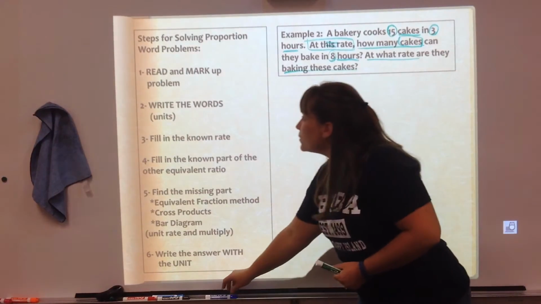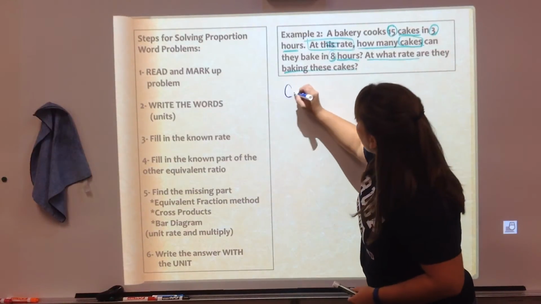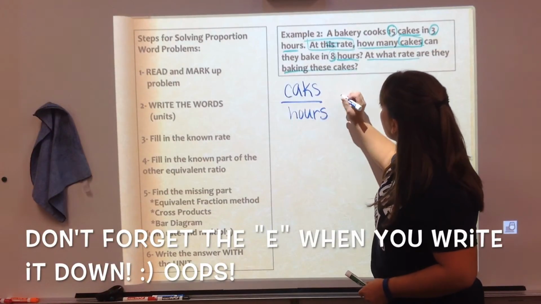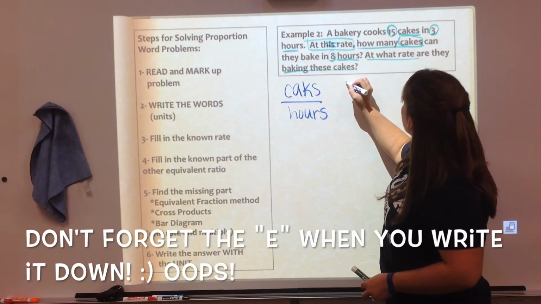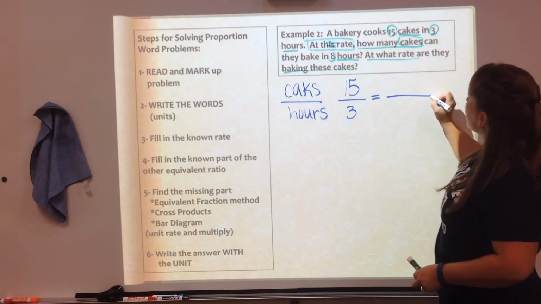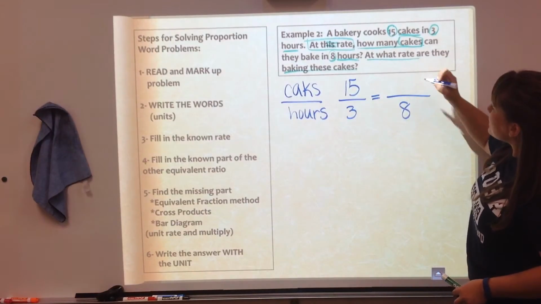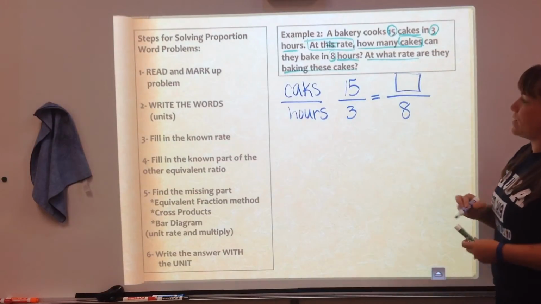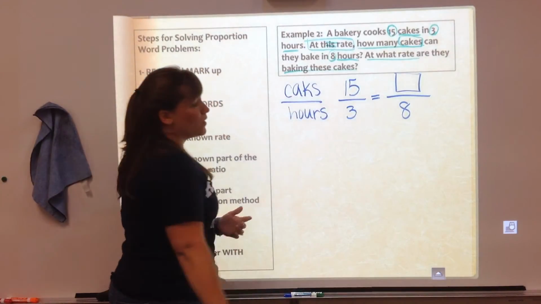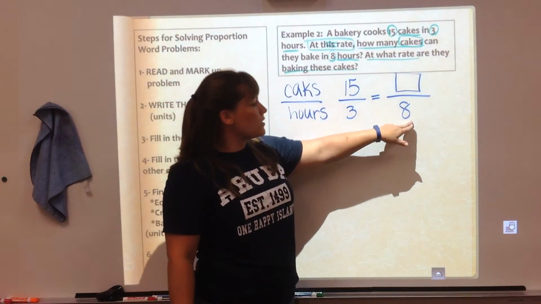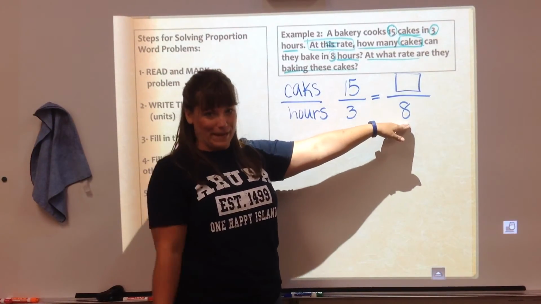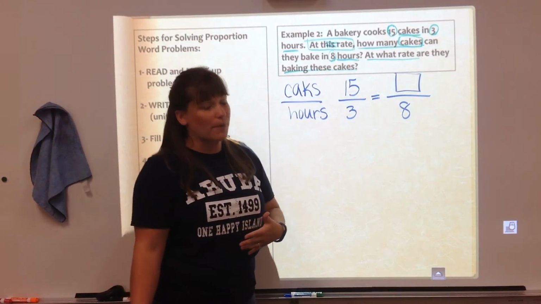Let's set up our words first. We are dealing with cakes and hours. So we have our given rate of 15 cakes in 3 hours, and we are going to be asked at 8 hours, how many cakes would they bake? Now, there's a lot of different ways we can do this. Here's an instance where I'm looking at the 3 and the 8, and there's no way, equivalent fraction-wise, I can multiply that 3 and get an 8.